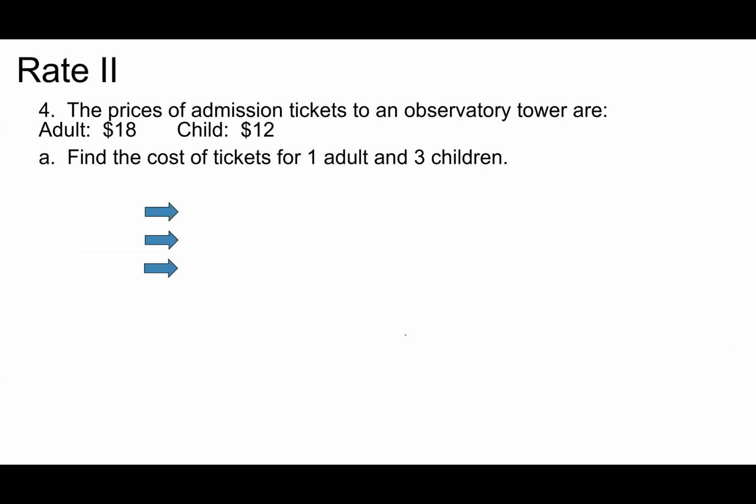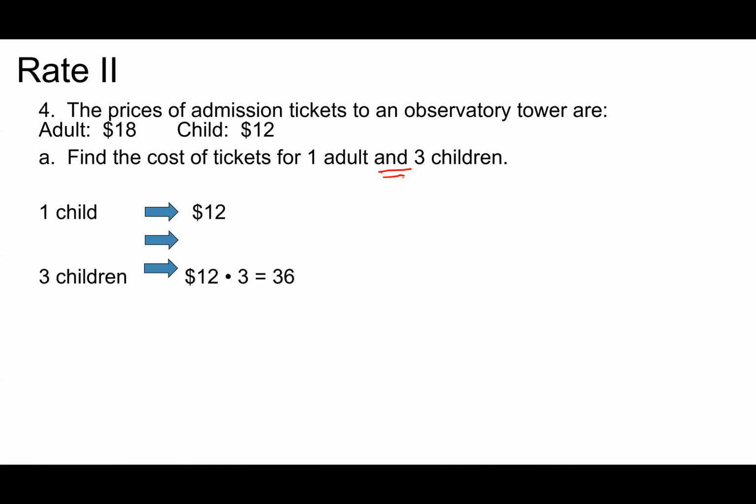All right. The prices of admission tickets to an observatory are $18 per adult, $12 per child. Find the cost of tickets for 1 adult and 3 children. All right, let's start out by finding the cost of the tickets for the 3 children. Now, what this means, you guys, by the way, is that you want to find the total cost. So we're going to add those together at the end. So 1 child costs $12 to get into the observatory tower. We want to solve for 3 children. So what's the price that the children need to pay?